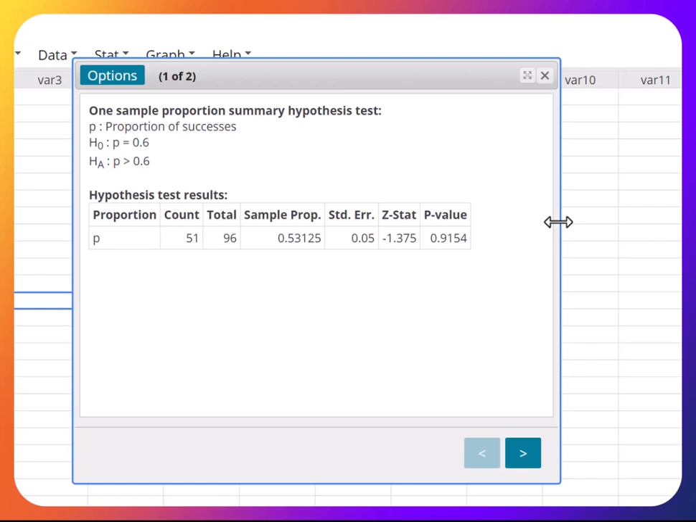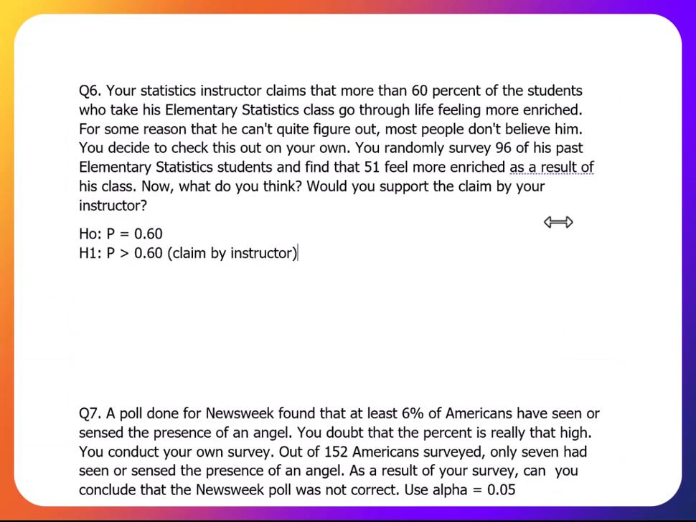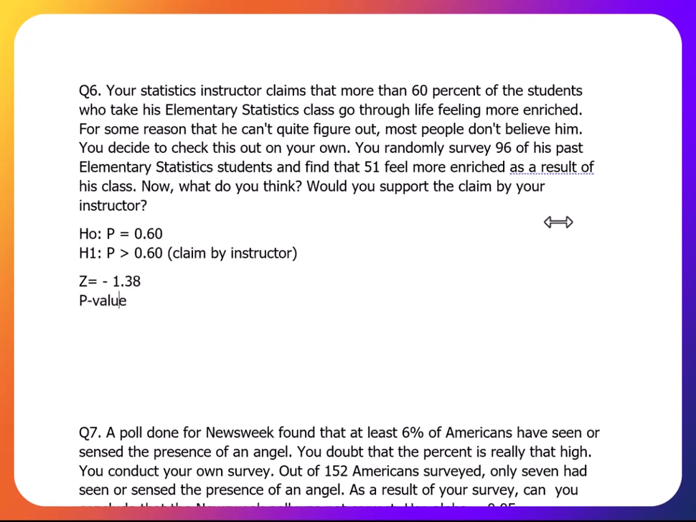So z is negative 1.38, usually two decimal places for z, and p-value is 0.9651. So let's write it down. Negative 1.38 and p-value equals 0.9651. And he didn't give us alpha. We will use 5% since he didn't give us alpha.